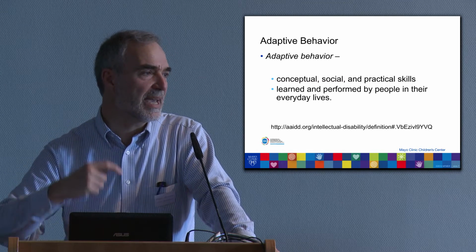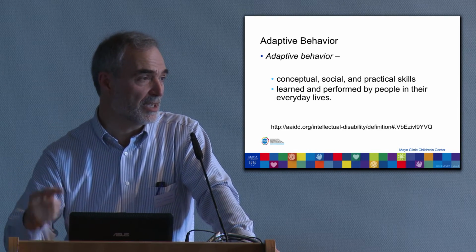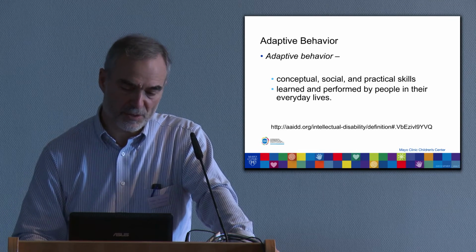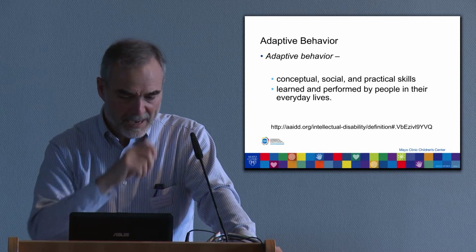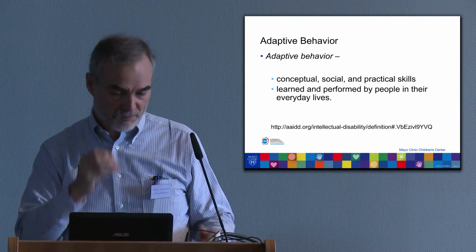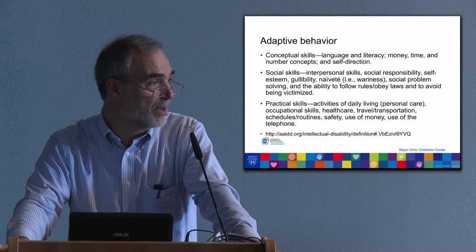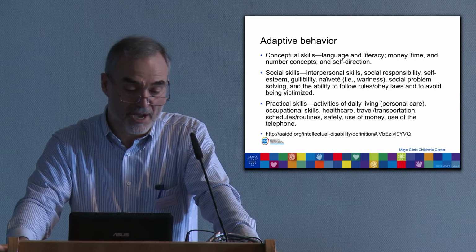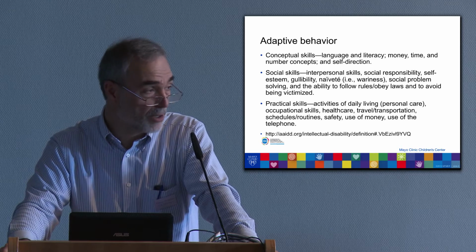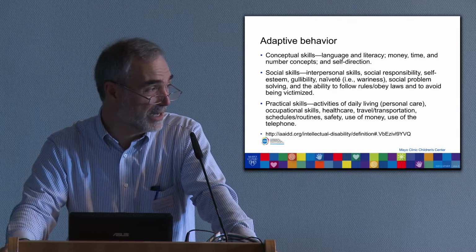We have to make sure we capture people's strengths as well as their areas of relative weakness when we assess this. And when we think about adaptive behavior, again, we can further subdivide this, so we can think about conceptual skills: language and literacy, the ability to manage money, time and number concepts, and also self-direction.